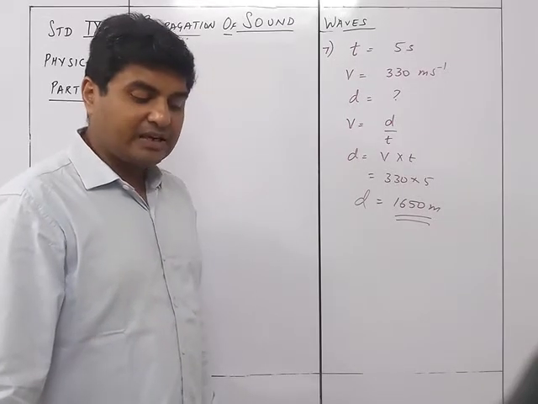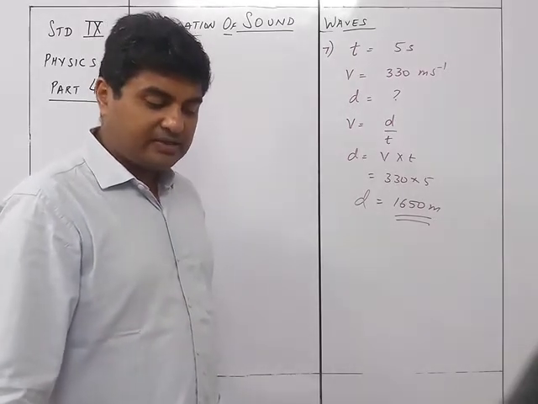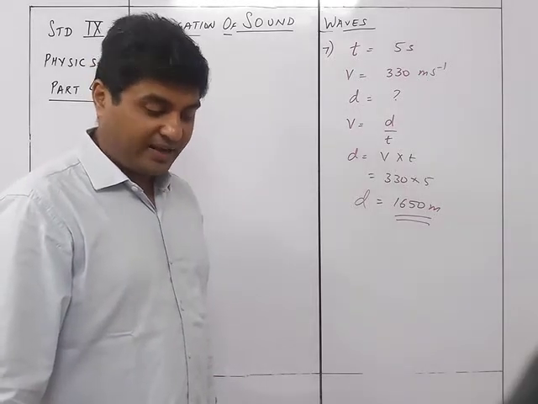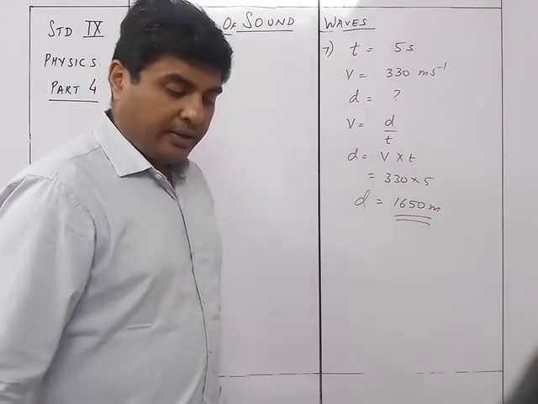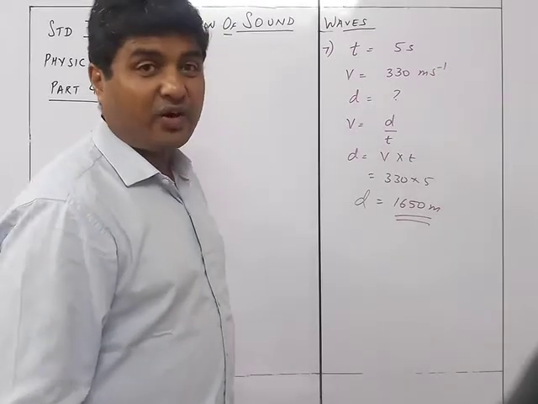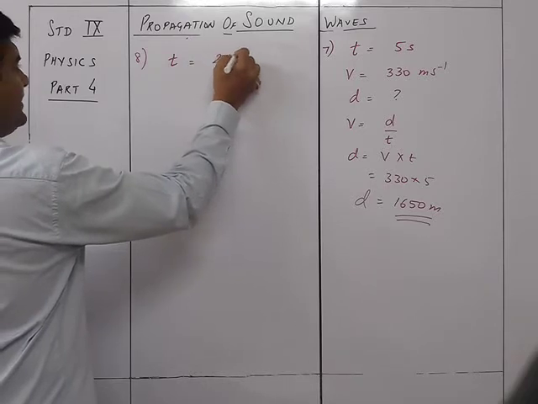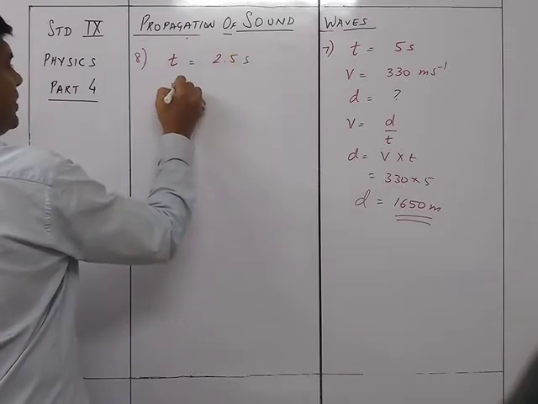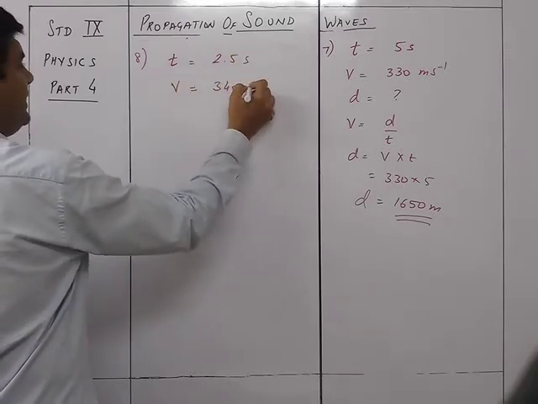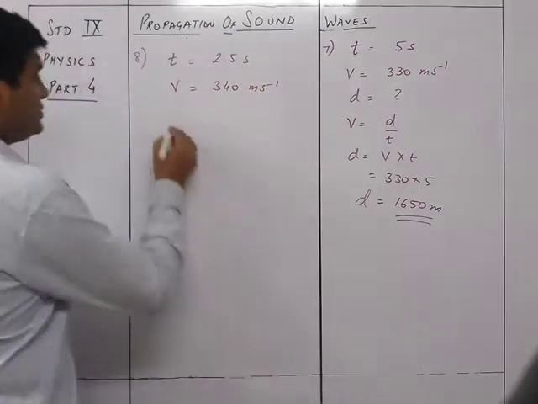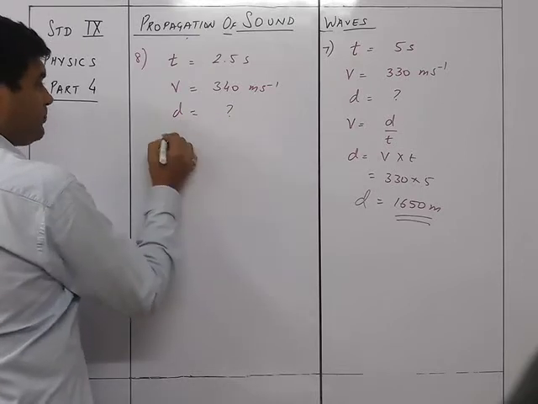A boy fires a gun and another boy at a distance hears the sound of the fire 2.5 seconds after seeing the flash. If the speed of the sound in the air is 340 meters per second, so it's given that the time period is 2.5 seconds. The velocity is 340 meters per second. We need to find out the distance between the two boys. So distance is equal to question mark.